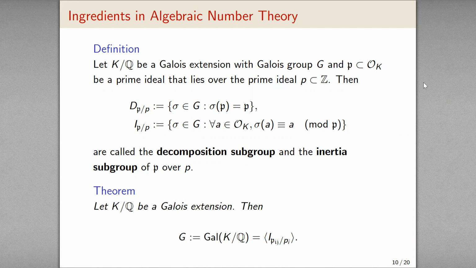And we have the following theorem, which states that if K is a Galois extension of Q, then the Galois group of this Galois extension is generated by the inertia groups of curly Pij over pi, where pi ranges over all the prime ideals of Z. And for every such prime ideal, curly Pij ranges over all the prime ideals that lie over pi.